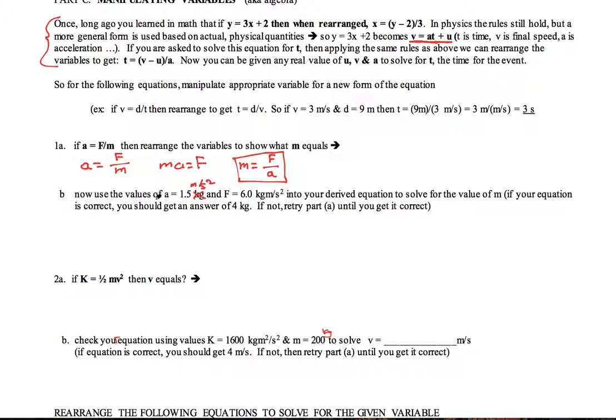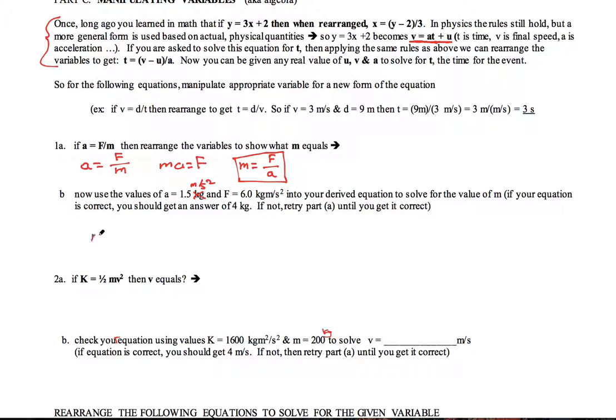So now I use the values of a, and there was a correction here. A equals 1.5 meters per second squared, and f equals 6 kilogram meters per second squared. Now, don't concern yourself with trying to make sense of these complex compound units. Meters per second squared is a very common one and has real meaning to it. Kilogram meters per second squared, more complicated. Don't worry if this doesn't make sense to you at this point. So we have values for both of these. We're going to plug them into our derived equation and solve for the value of m. And then we better get an answer of 4 kilograms, otherwise we were wrong and we'll have to go back.